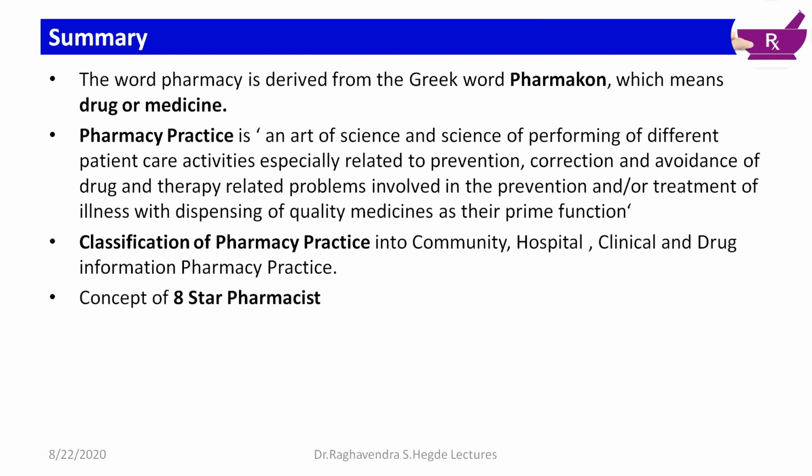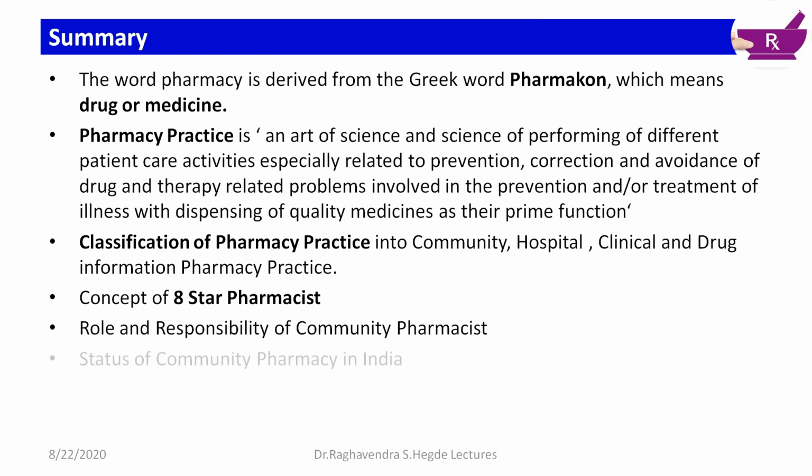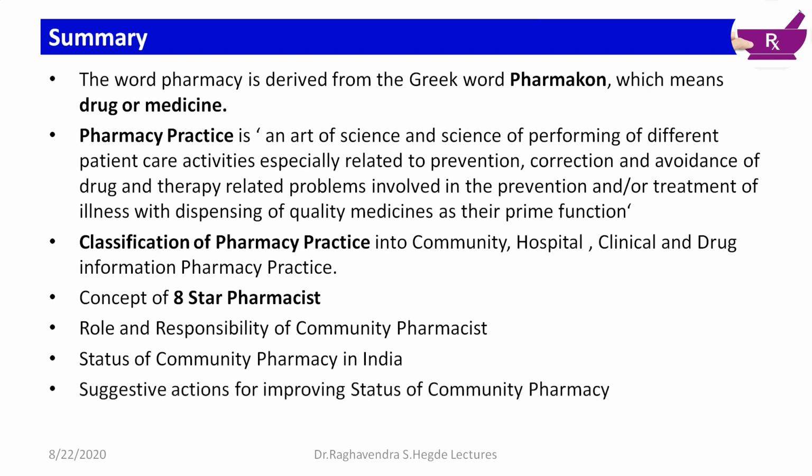Then we have seen the concept of the 8 Star Pharmacist, which has been given by the Federation of International Pharmaceutical Education Society. Then we have tried to understand the role and responsibility of the community pharmacist. Then we have talked about the status of community pharmacy in India and the suggestive actions for improving the status of community pharmacy in India. That concludes the chapter about the introduction of community pharmacy management.